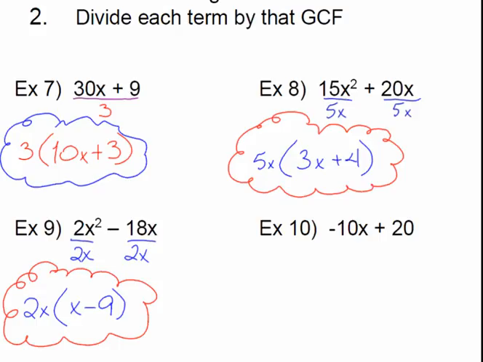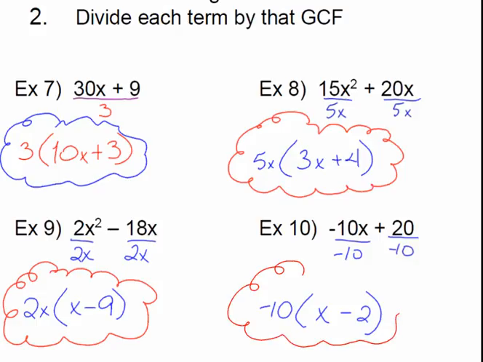And now for number 10, I look at it and say, hey, what can I divide both of these by? Well, I can take a 10 out of both of them. I need to take a negative 10 out of both of them because I need to make sure that that first term becomes positive. So my negative 10 comes out front. Negative 10 divided by negative 10 leaves a positive 1x, or just x. 20 divided by negative 10 is a negative 2, which is a minus 2. And at this point, we would be done. And again, you could go through and redistribute and make sure you have the correct answer.